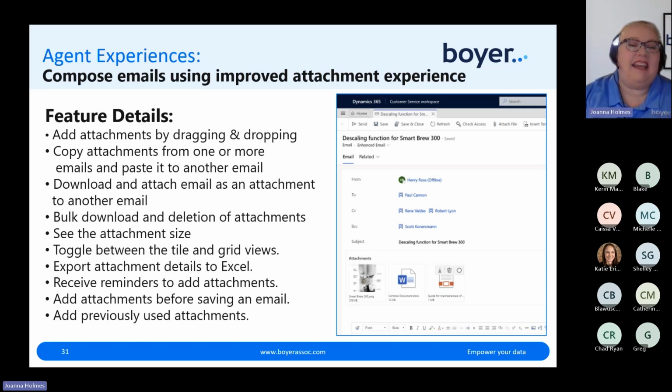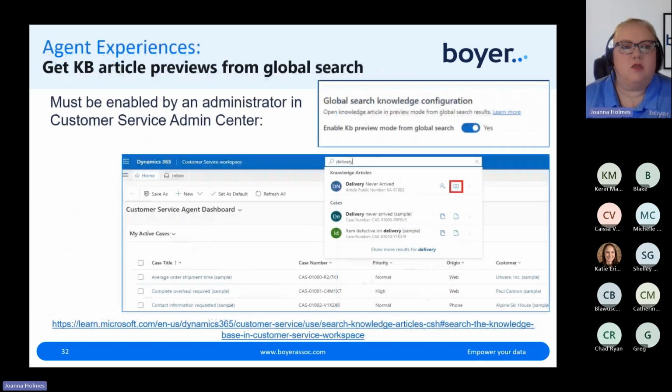And then again, adding attachments before you save an email. So a lot of times with records in Dynamics, I have to save the record before I can attach other records to it. Now with emails, you can start adding attachments even if I haven't saved the email yet. So that's kind of a nice time saver too. And you can also add any previously used attachments to an email too, again, for quickly responding and getting what I need attached to an email. So exciting stuff there.